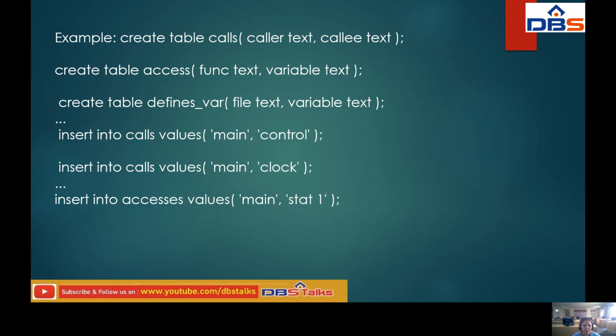Then we insert into calls values, main and control, and insert into calls values again, main and clock. Also insert into access values, we can use main and start one, where we need to give the numbers. Like this, we use different types of statements to create tables, to access tables, to define tables, to insert calls values, and to insert access values.